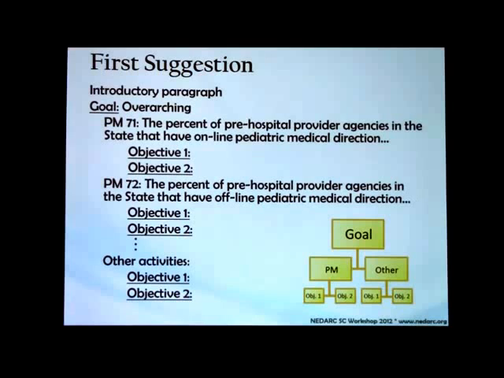Underneath that, you could have subheadings for each of the performance measures, and you would want to state out the measure again, and then any other activities that you propose. And under each of those measures or activities, you would have a goal specific to that and objective specific to that measure or activity. So this org chart kind of shows you would have your overarching goal, performance measures and other activities, and then objectives for those.